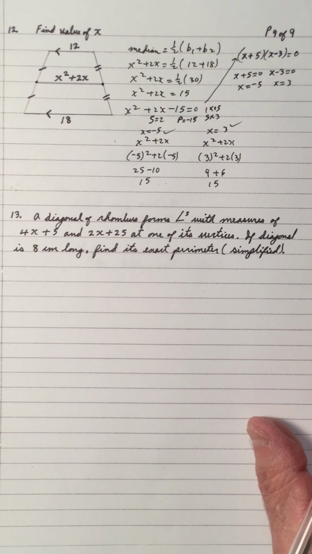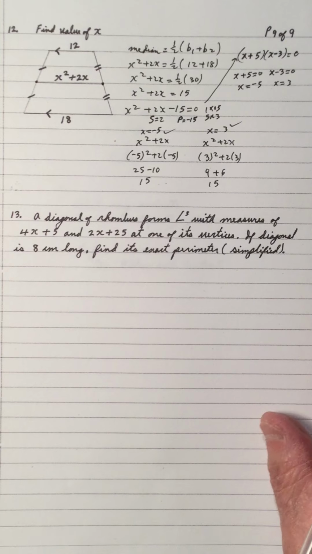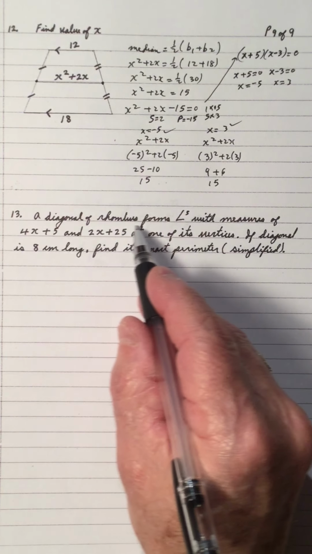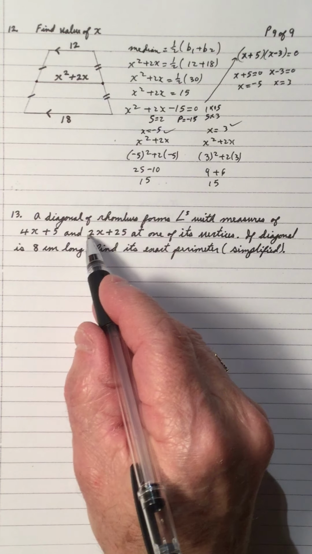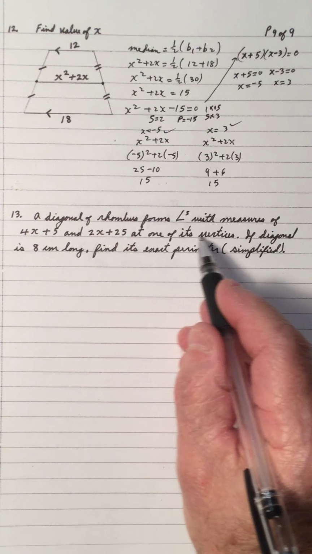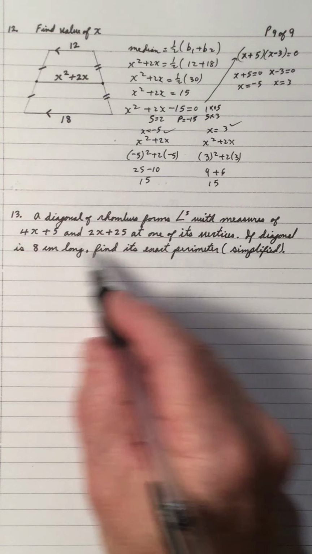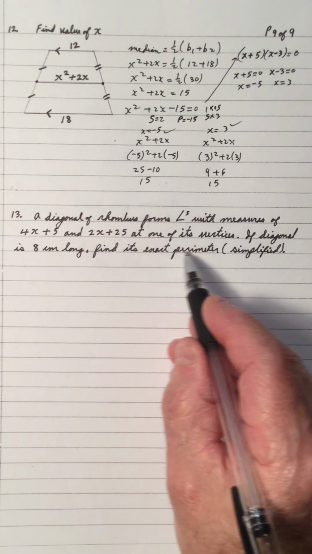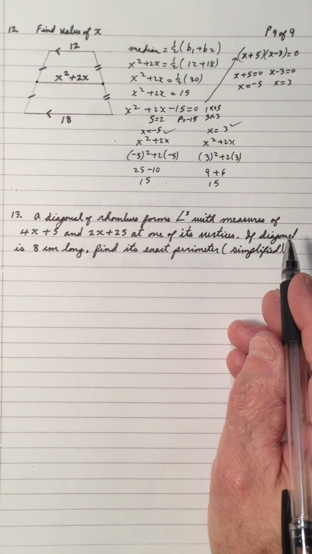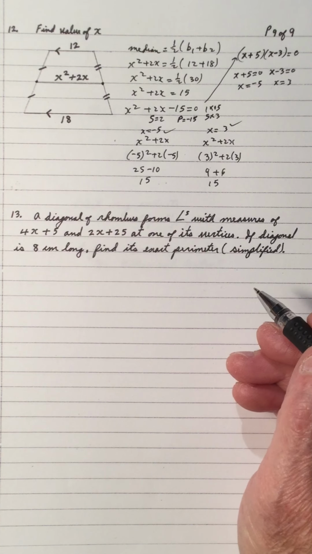Number 13. Again, don't forget to pause the video and work these out. Diagonal of a rhombus forms angles with measures of 4x plus 5 and 2x plus 25 at one of its vertices. If the diagonal is 8 centimeters long, find its exact perimeter. Simplified. Okay, let's see what we have here.